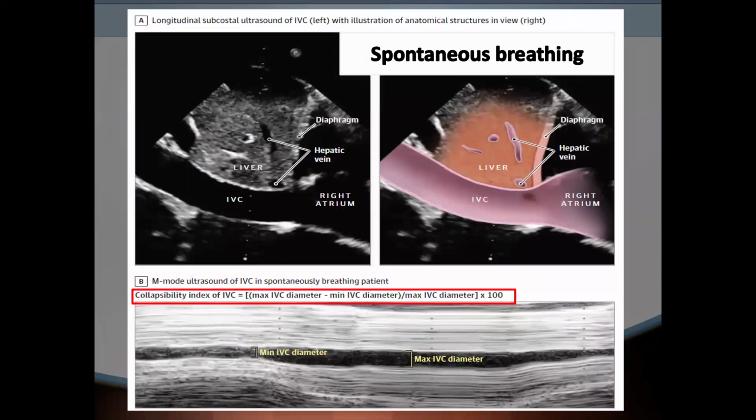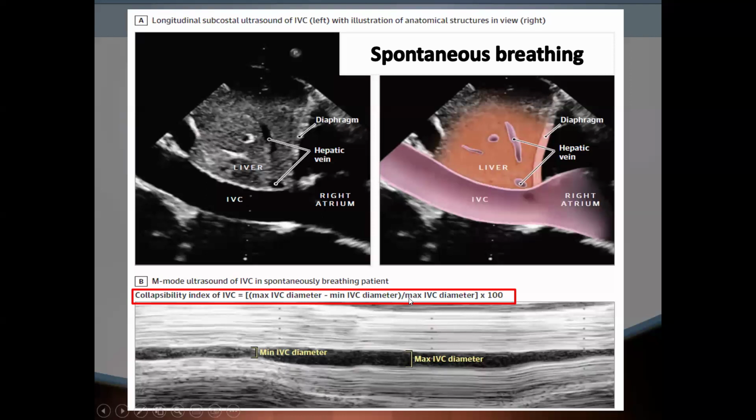Here is spontaneous breathing. As we said, we have the collapsibility index in spontaneous breathing and the distensibility index in pressure control breathing. During inspiration, there is negative pressure in the thorax, so we are sucking the venous return from the IVC, so the IVC will collapse, becoming minimum in inspiration, and will distend during expiration. So in spontaneous breathing, the collapsibility index is the maximum diameter minus the minimum diameter, divided by the maximum diameter.